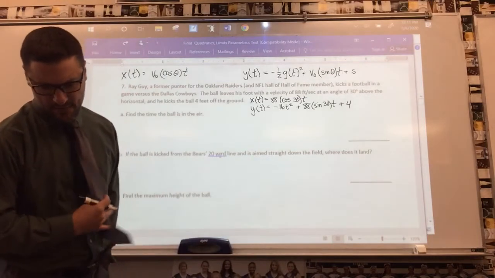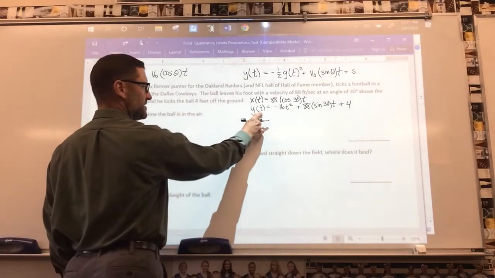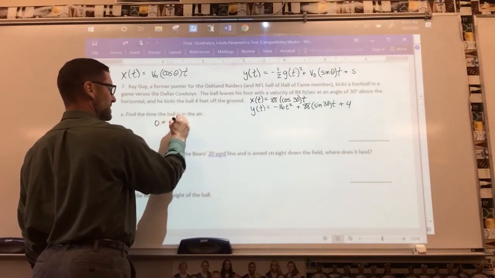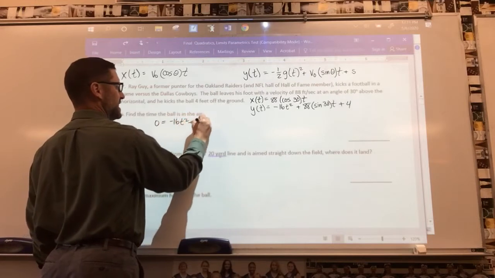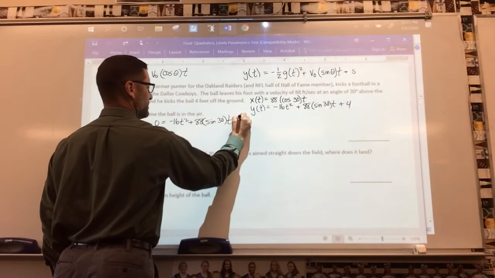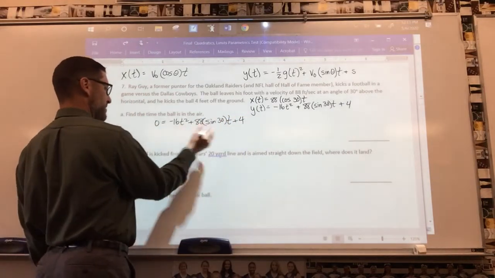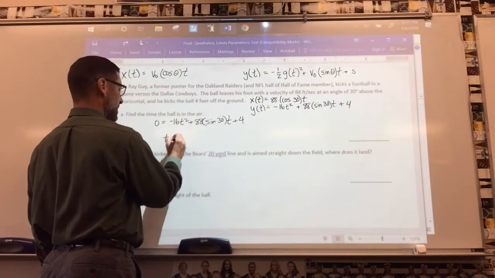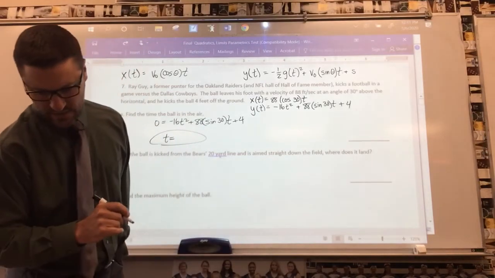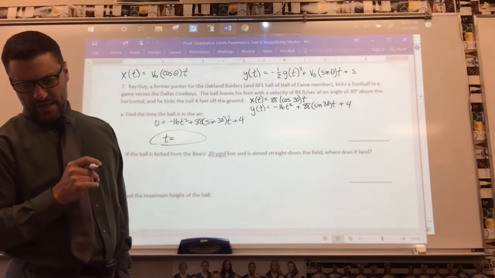Okay, find the time the ball is in the air. Well, the time the ball is in the air is how long it takes for your y value to reach 0. 0 equals negative 16t squared plus 88 times the sine of 30 times t plus 4. You go through that problem, you can use whatever method you want to solve that quadratic, and you pick the positive one, and that's your time.